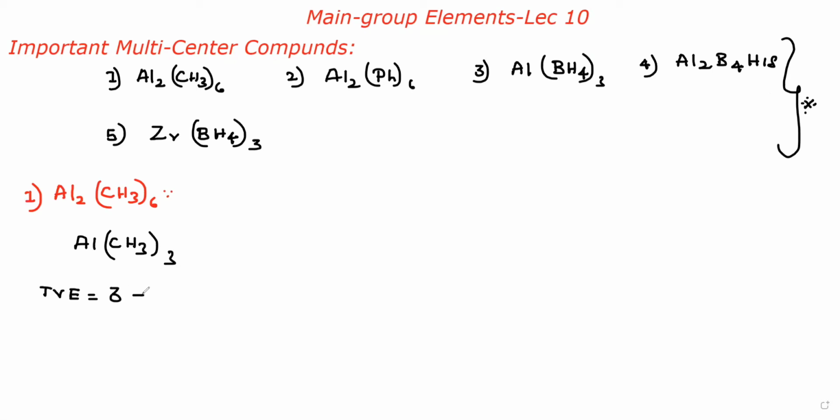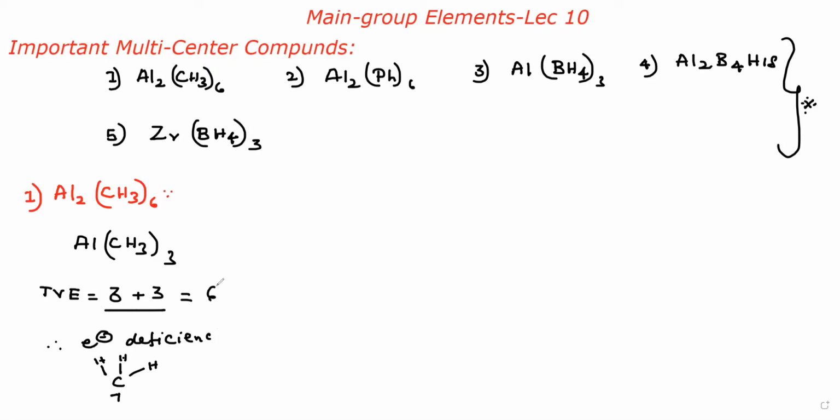CH3 is a 1 electron donor. Therefore 3 into 1 should be 3. What is the answer? 6 electron. Therefore 6 electron, which is an electron deficiency, right? This is an electron deficient molecule. Okay, listen, each CH3 has only 1 electron in its electron donor capacity.